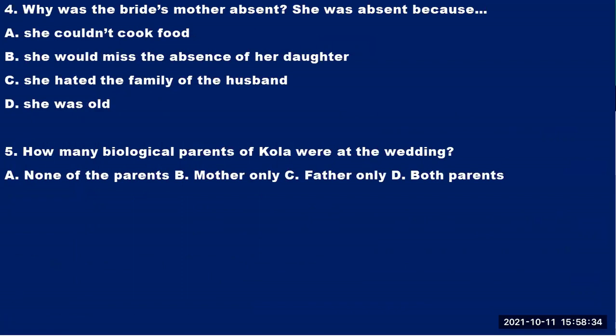She was absent because, of course, this question you can see is a typo here because the bride's mother was really present. The question is, why was the groom's mother absent? So that is actually the appropriate question. Number 5, how many biological parents of Kola were at the wedding? Now, this gives us an idea. Even before reading the passage, we already know that this is about a marriage ceremony or a wedding, if you like. And then questions are about the bride and the bridegroom's relations and all that.